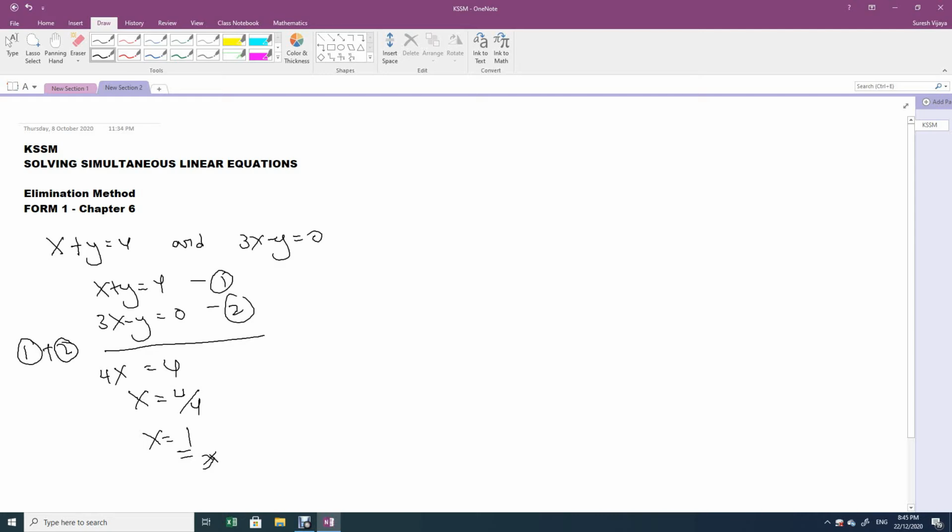And what we will do next is we have to use this x value and substitute to one of the equations to get the value of y. So to do that, we have to substitute x equals to 1 to equation 1. So 1 plus y will be equals to 4. Y will be equals to 4 minus 1, and this will be 3.